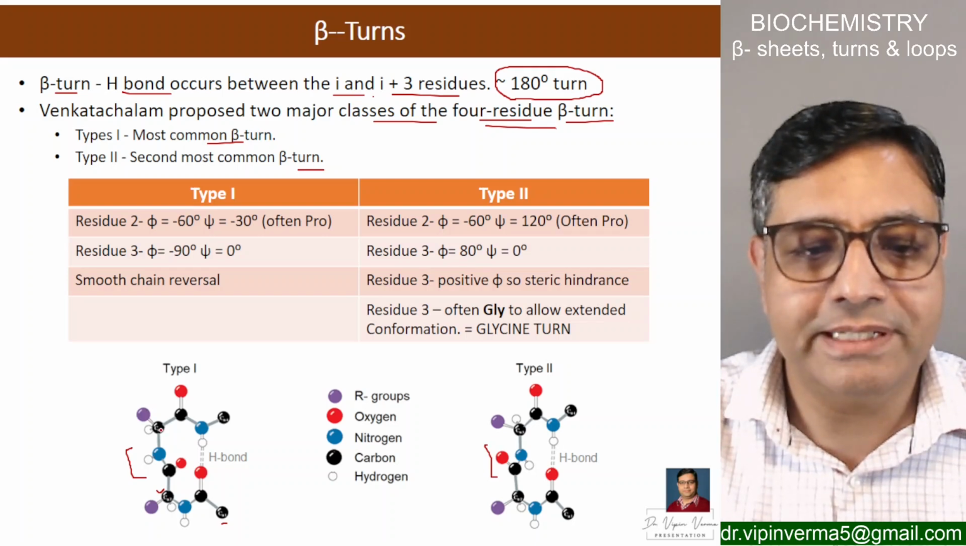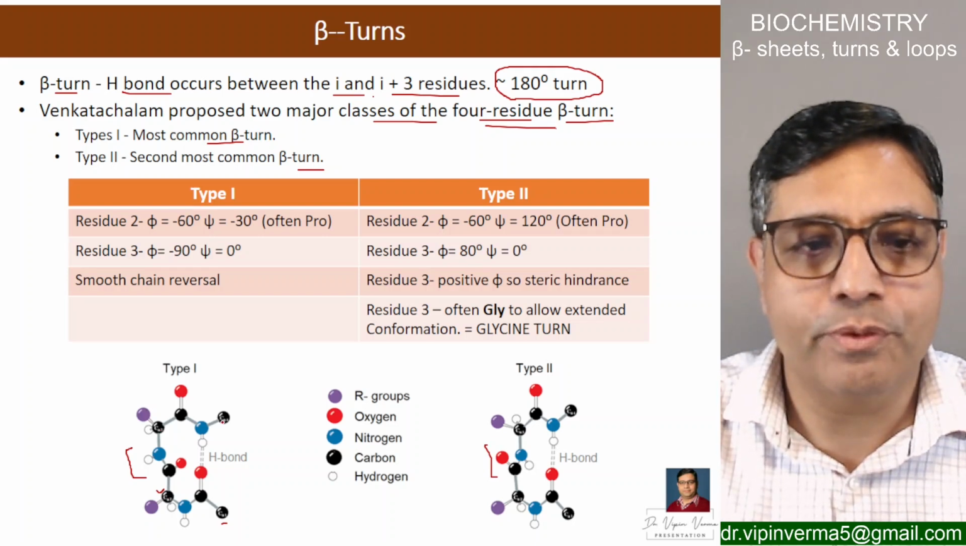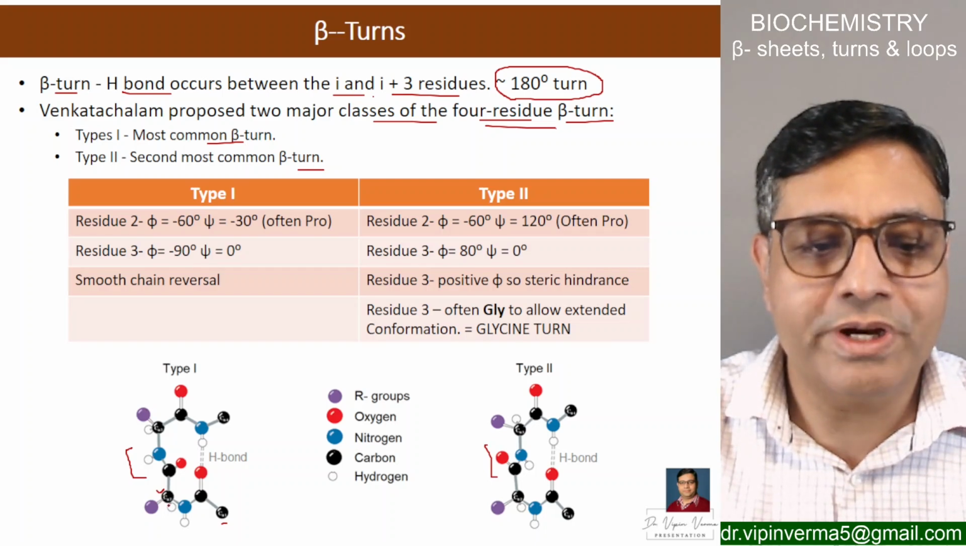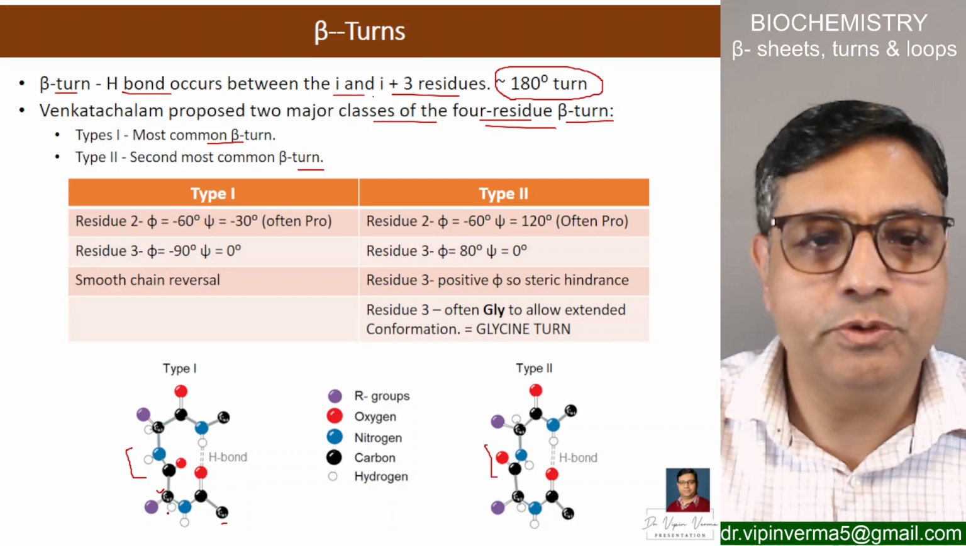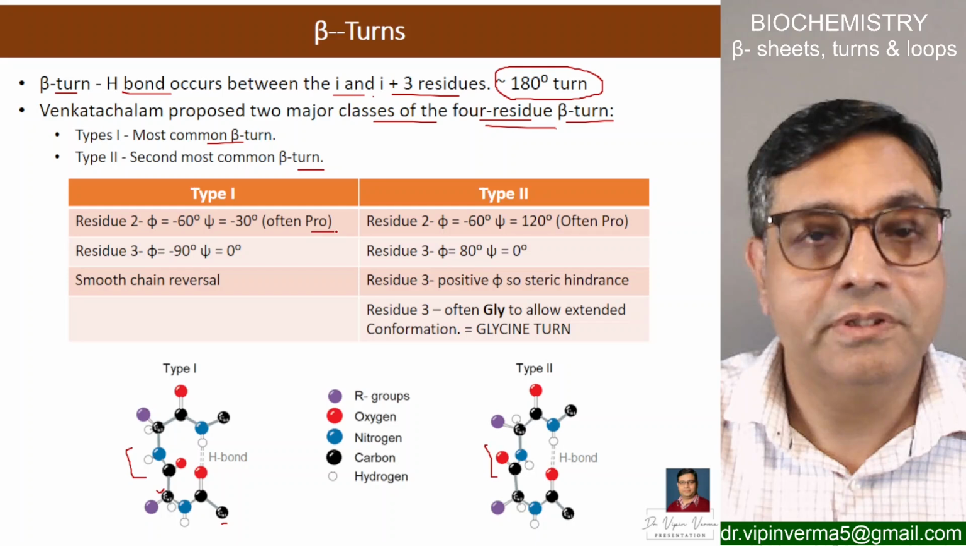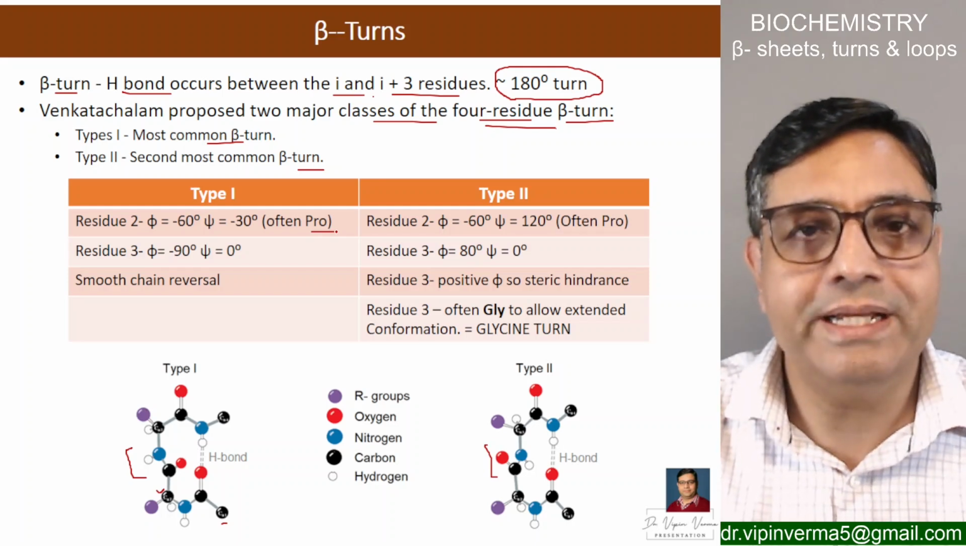This is C alpha 3, third, and this is C alpha 4. Residue number 2, so we are talking about this particular residue. The phi is minus 60 degree and psi is minus 30, and it is often proline. Remember, it is often proline residue.